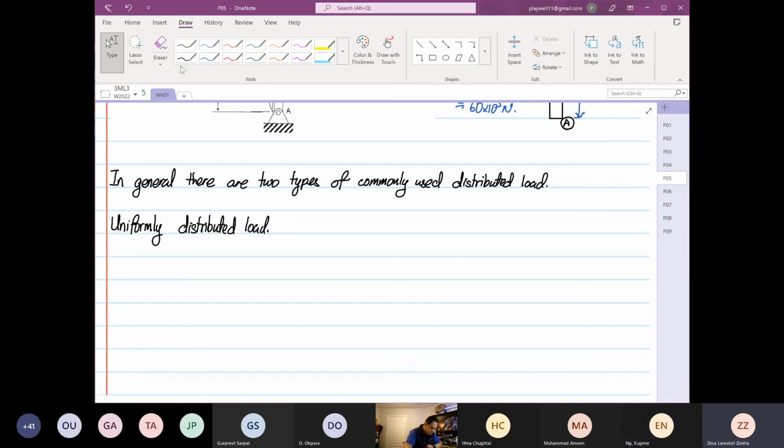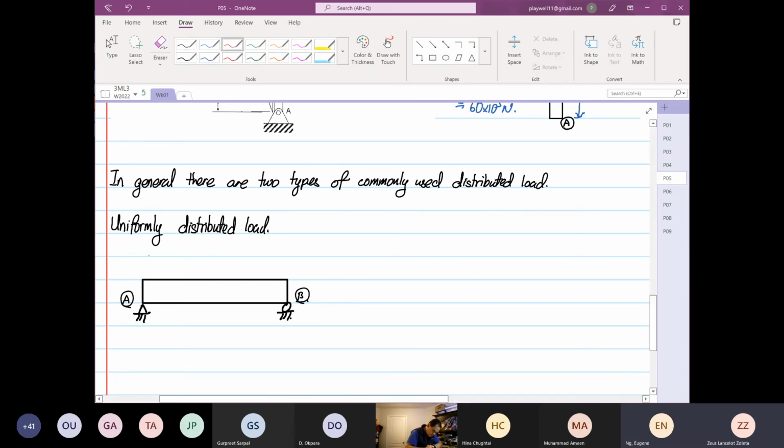So for this case, you have a simply supported structure. This is your point A. This is your point B, and the load goes this way, uniform distributed load.